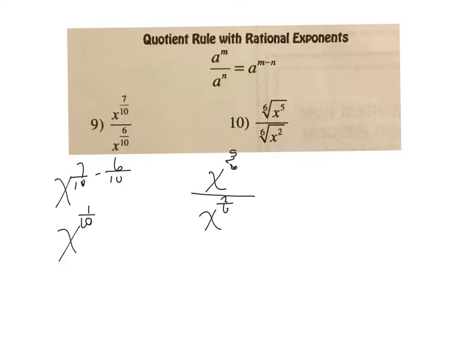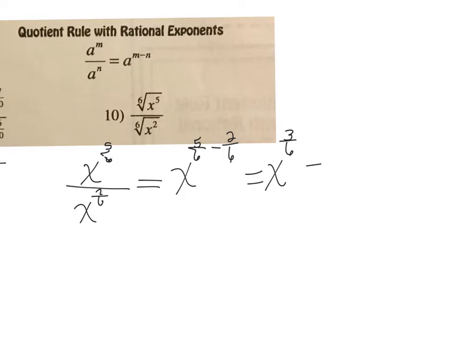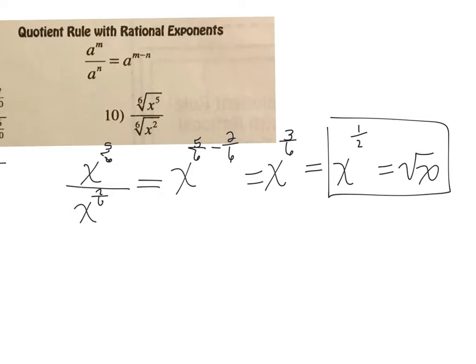Where's the bigger exponent? In the numerator. So we're going to have x raised to the 5/6 minus 2/6 is x to the what? X to the 3/6, which is x to the 1/2 power. And you can leave it that way, or my mind automatically wants to go to the square root of x. You don't have to do that. I do.